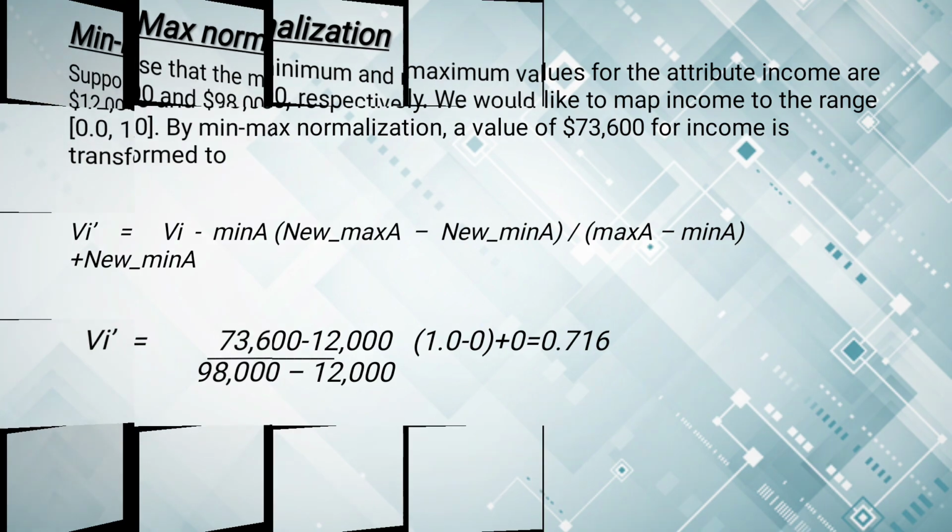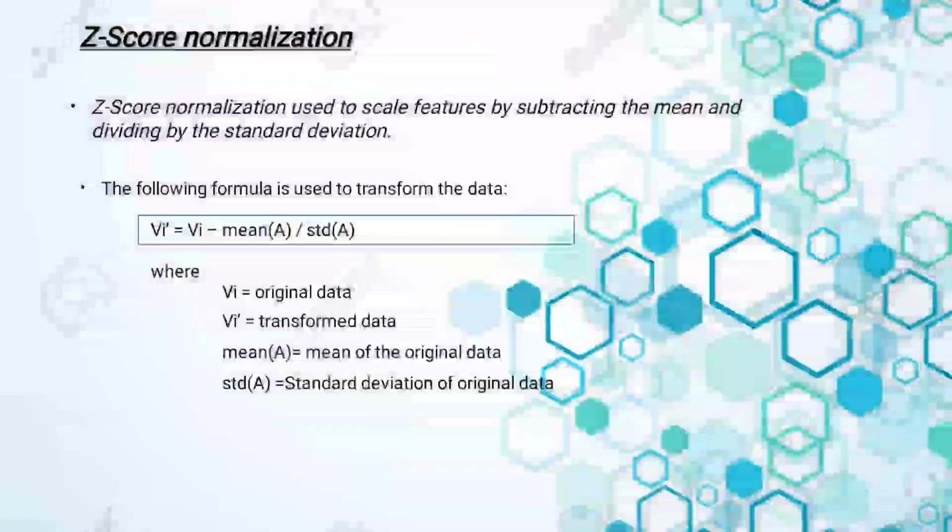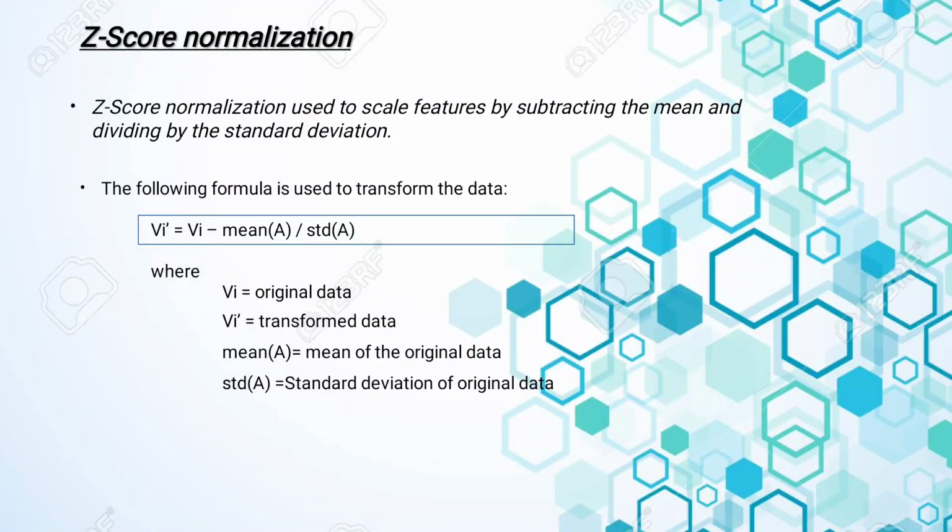Next one, Z-score normalization. Z-score normalization is used to scale features by subtracting the mean and dividing by the standard deviation. This is also having some formula. Here Vi means same as usual. Vi means original data, Vi dash means transformed data, mean of A. We have to calculate the mean of the original data set and standard deviation of the original data set, and we have to perform this operation.